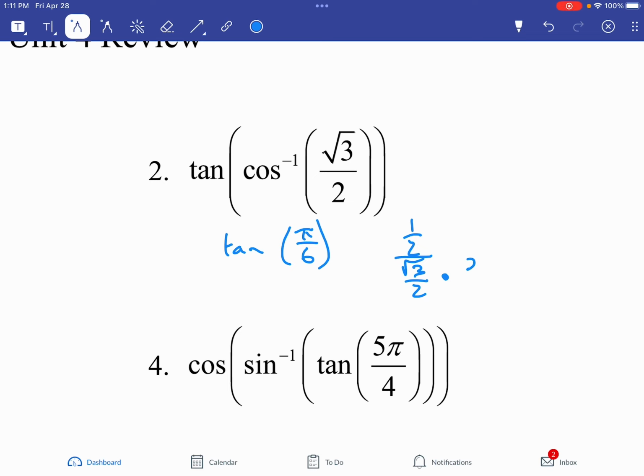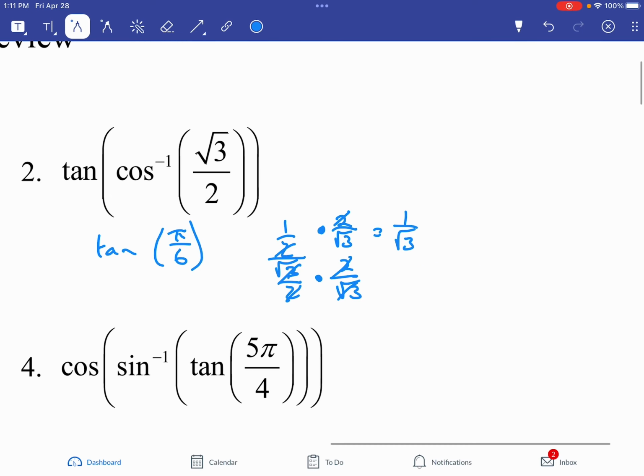To fix this, we're going to multiply by the reciprocal of the denominator's fraction. All these things cancel, including the 2's. So we have 1 over root 3. Since we can't keep it like that, we're going to multiply by root 3 on the top and the bottom, which gives us square root of 3 over 3.